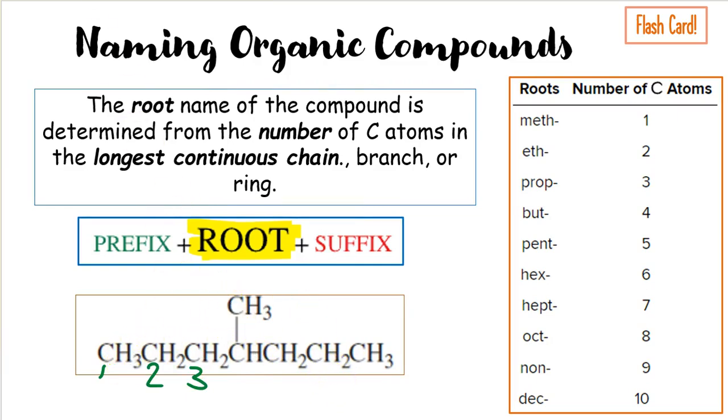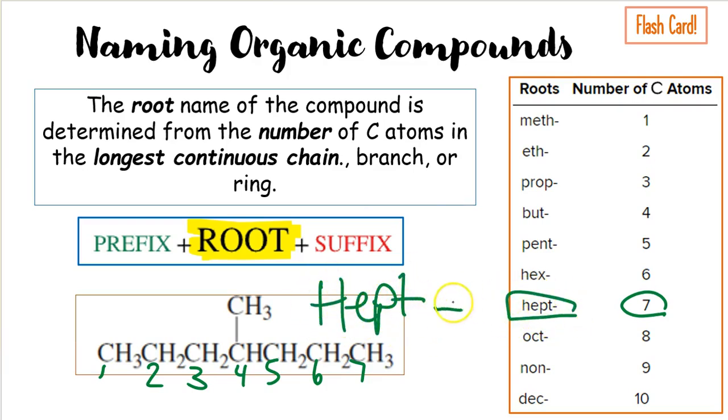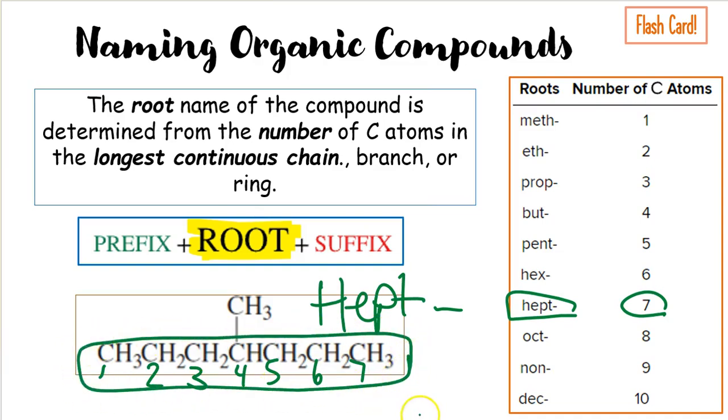Instead of stopping at 4 here, I can continue on with 4, 5, 6, 7 here. And so, since I have one long chain that is 7 carbons, then I have to think of a root and a name associated with that root that's going to allow me to tell you exactly what that number is. So for 7 carbons, the root is going to be hept. That means that no matter what the name of this organic compound is, the root of it is going to be that long carbon chain. And so we see that these 7 carbons make up the longest continuous chain that we can create.